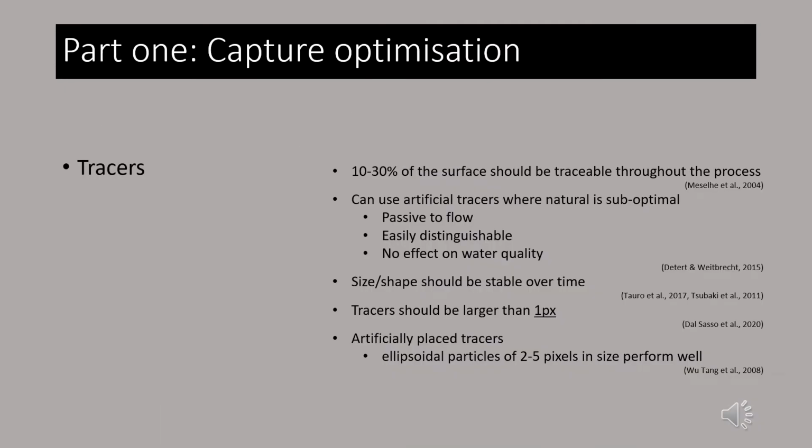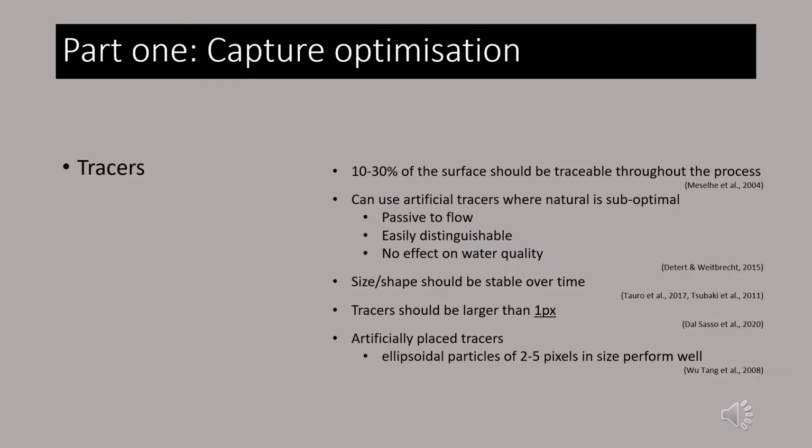Okay, so next up is traces, and traces are basically the part of the video that the algorithms will track. For good practice, traces need to be present on at least 10 to 30% of the surface of the river, and they also need to remain visible and traceable throughout the sequence.